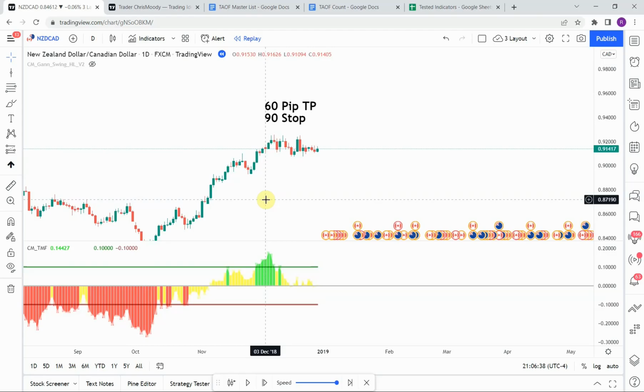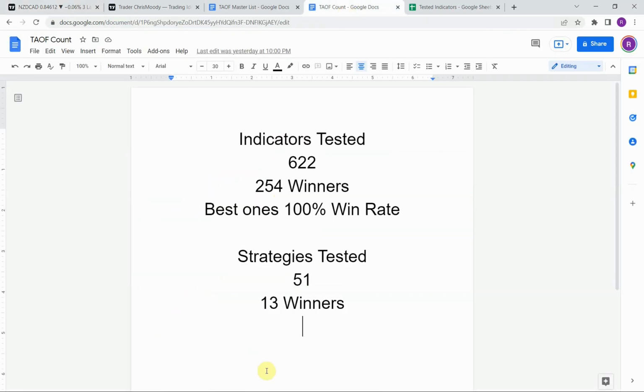Alright, as I said, today we will be testing the TMF indicator. Before we do though, I wanted to put the testing scoreboard up for everyone to see. So to date, we have tested a total of 51 different strategies, with 13 of them being profitable. We have also tested a total of 622 indicators, with 254 of them being winners. The best ones so far were able to achieve a 100% win rate.